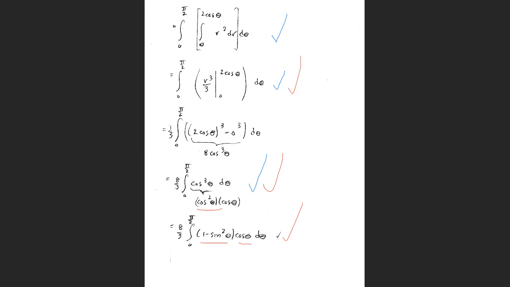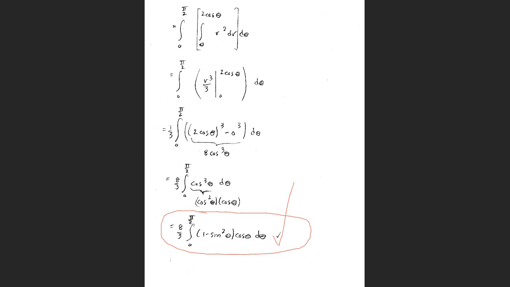Okay, so now that we're here, what I'm going to do is the integration. I get down here to 8/3 times the integral from 0 to pi over 2 of cosine cubed theta. And cosine cubed theta, I'm going to write as cosine squared theta times cosine of theta. But then I write cosine squared theta as 1 minus sine squared of theta. Now, why would I do that? I must have done that for some reason.